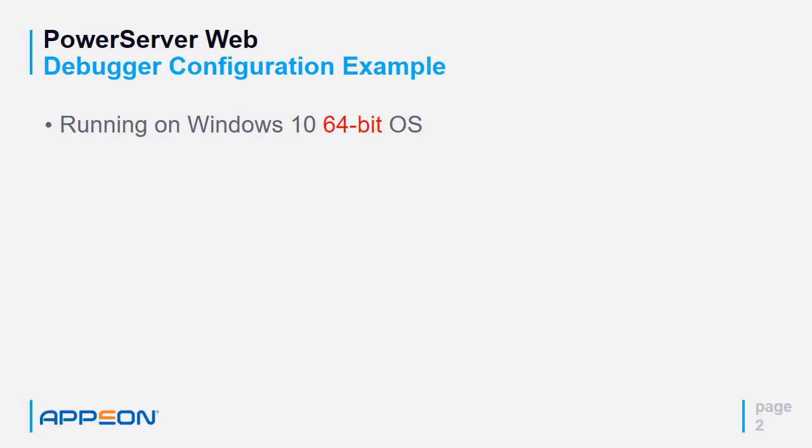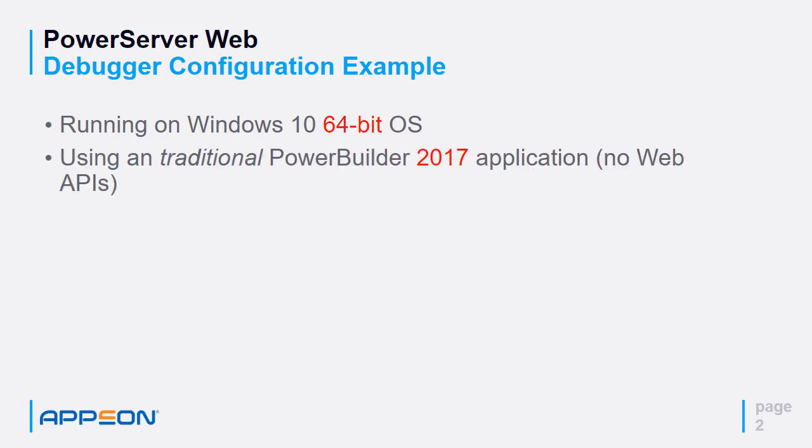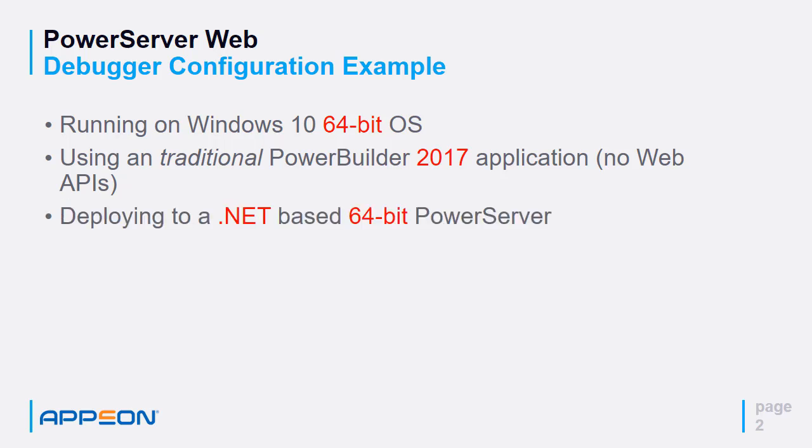We'll be running on Windows 10 64-bit operating system, in fact the Fall Creators Edition. We'll be using the traditional PowerBuilder 2017 application, just a standard client server, no special user objects or web APIs. We'll be deploying to a .NET-based 64-bit PowerServer. PowerServer does come in a Java Enterprise Edition as well, but for today, we'll be using the .NET version.